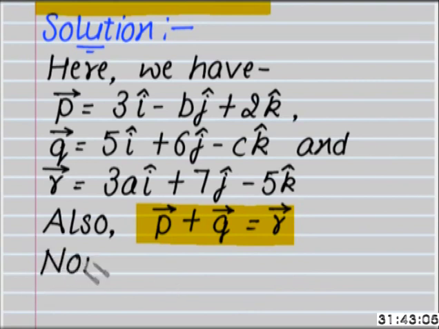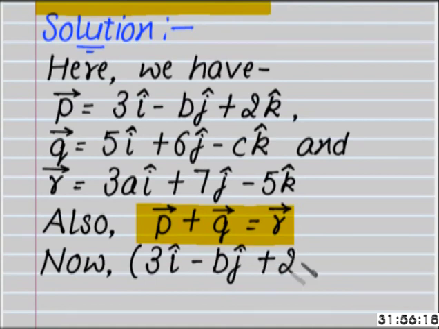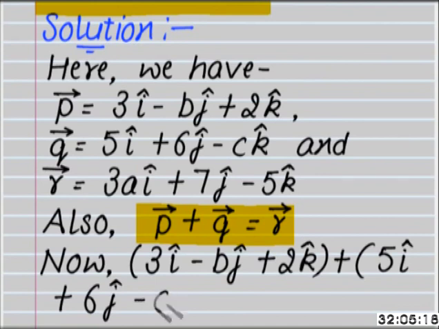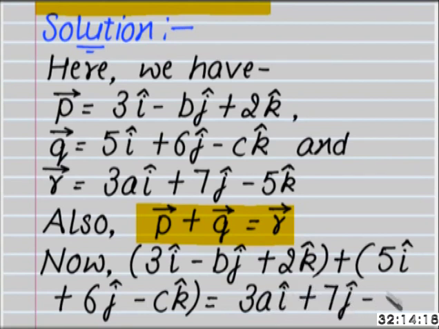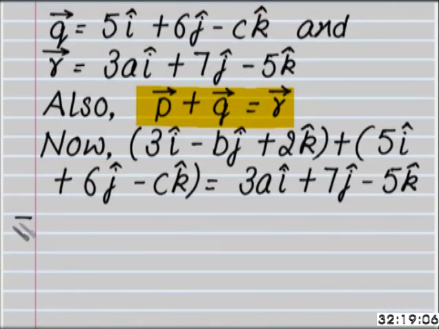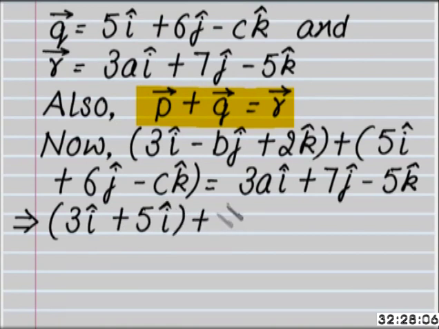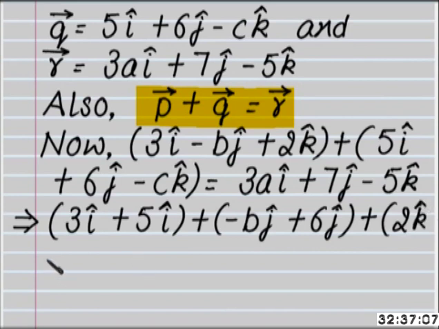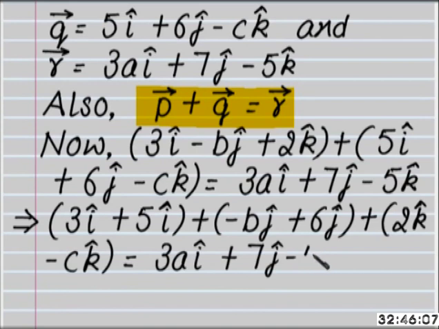Now, placing the values of vector P, vector Q and vector R, we get 3i cap minus bj cap plus 2k cap plus 5i cap plus 6j cap minus ck cap is equal to 3ai cap plus 7j cap minus 5k cap, which implies that 3i cap plus 5i cap plus minus bj cap plus 6j cap plus 2k cap minus ck cap is equal to 3ai cap plus 7j cap minus 5k cap.